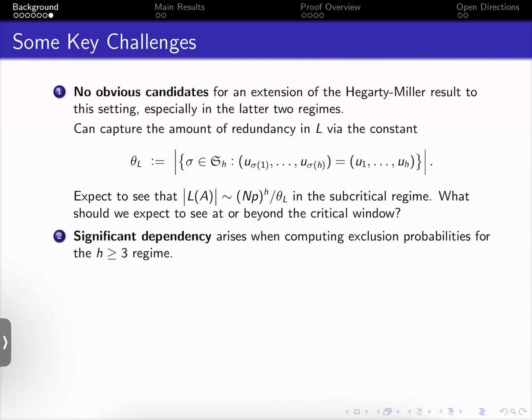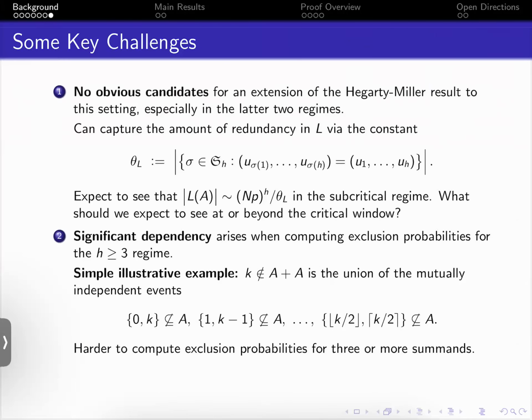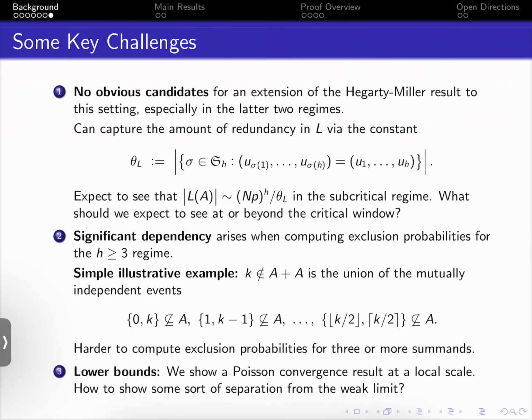The difficulty is dealing with the dependencies that arise. That becomes a lot more involved, and the calculations become a bit harder. So if I just have two summands, or two terms, I just want to deal with 0 and k can't be in A, 1 and k minus 1 can't be in A, et cetera, if I want to avoid k not being in A plus A. It's not so hard to look at all of these independently. Sorry, no, here these would all be independent. But as I start getting into triples and higher, it's now a lot more involved, and so much more work has to be done.